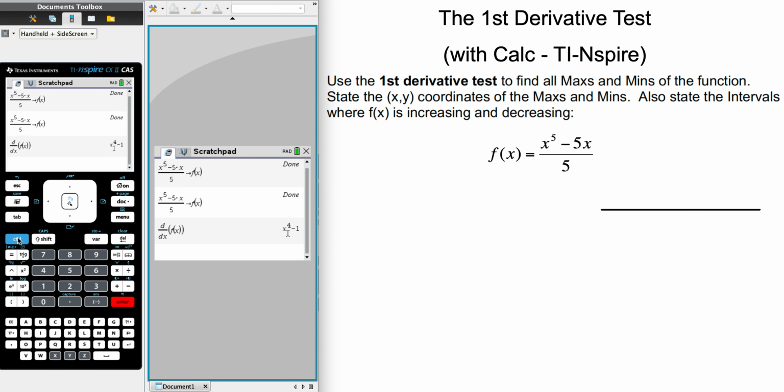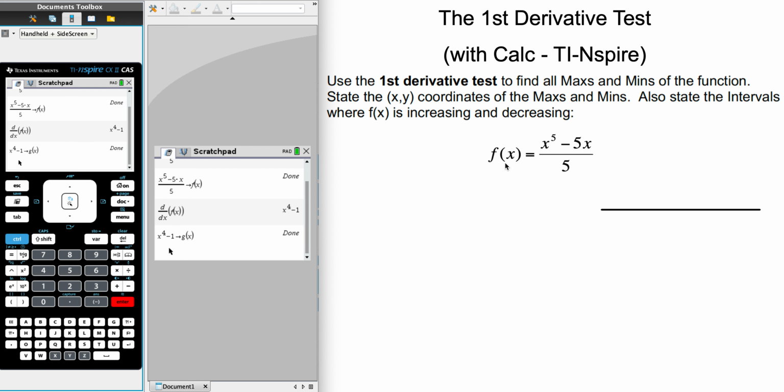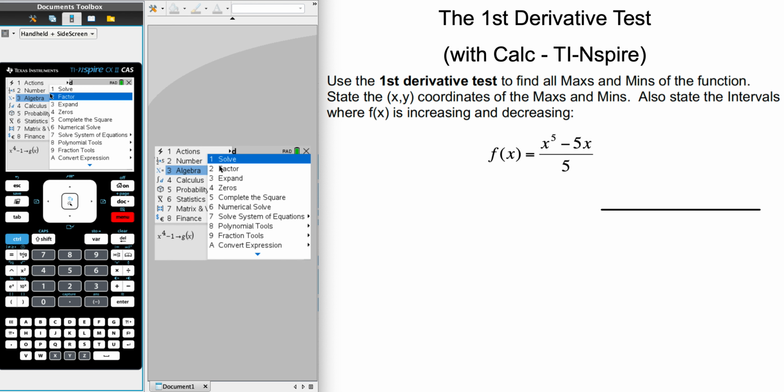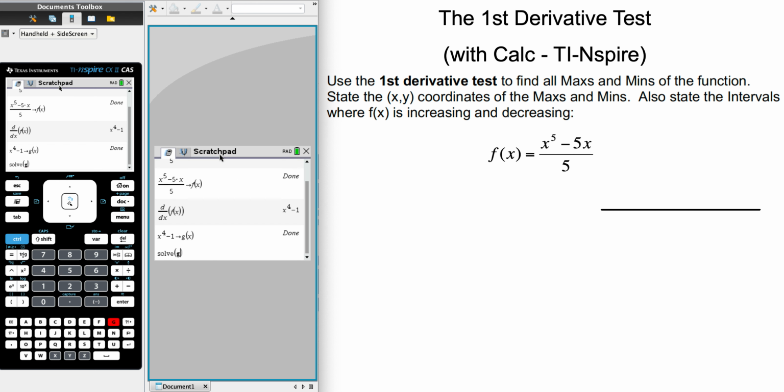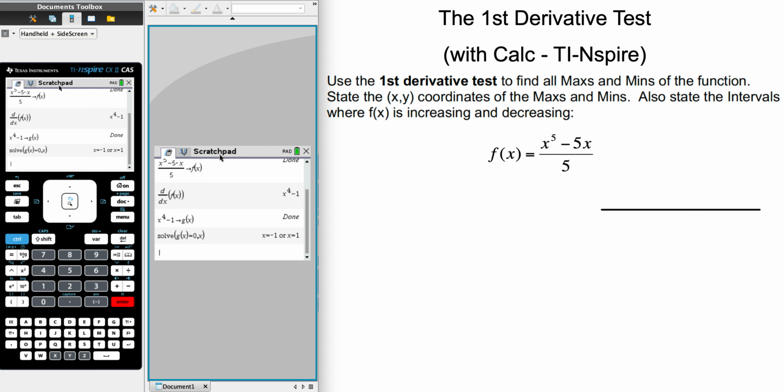Okay. Now I'm going to save this as g of x because the calculator doesn't understand f prime of x. So it's just easier to save it as g of x, and I hit enter. Now I need to find the maxes and mins, and in order to find those x values, I need to set the derivative equal to 0. So I'm going to go to Menu, Algebra, Solve, and since I have this stored as g of x, notice it's in bold, we're going to set that equal to 0, and then we want to solve, remember, in terms of x. So I hit enter, and I have two x values.